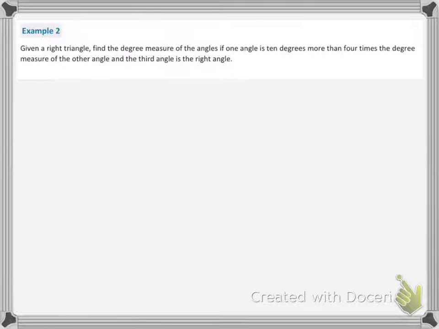Example 2, given a right triangle, find the degree measure of the angles if one angle is 10 degrees more than 4 times the degree measure of the other angle, and the third angle is the right angle. So in any triangle, we're going to have a measure of 180 degrees. So I'm going to add all these up, and one's going to be a 90-degree angle. They told us the third angle is the right angle.